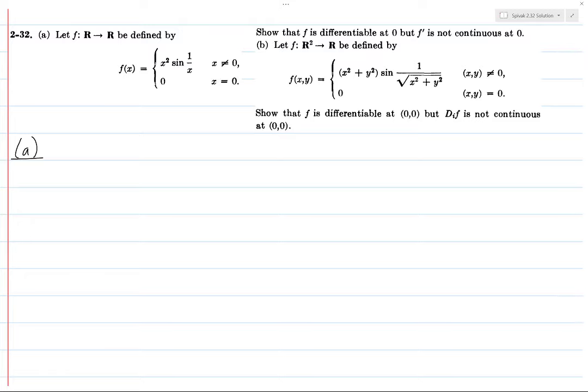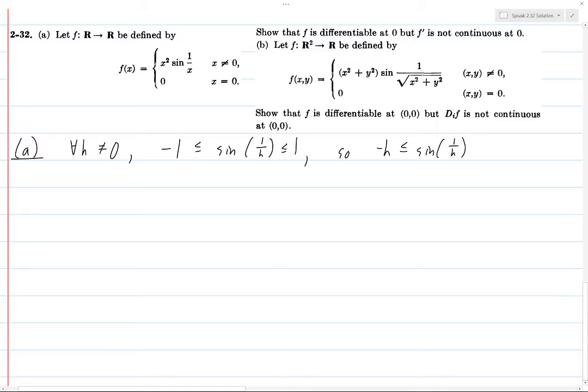Okay, but before we get to that, and this is something we're going to do in a lot of these limits, we need to use the squeeze theorem. So for any real number h which is not 0, sine of 1 over h can be between -1 and 1. So we take this inequality and we do this.